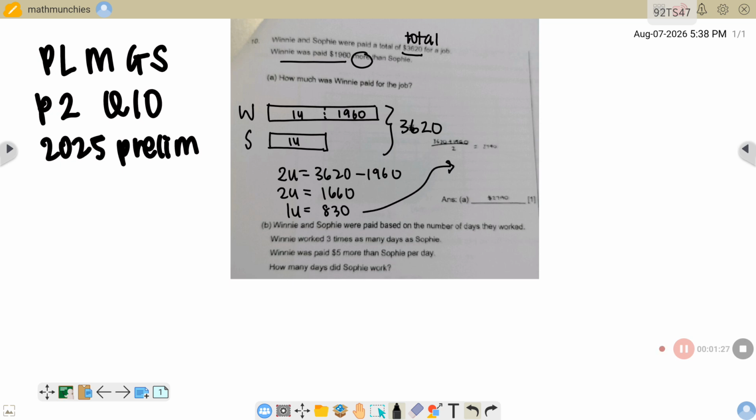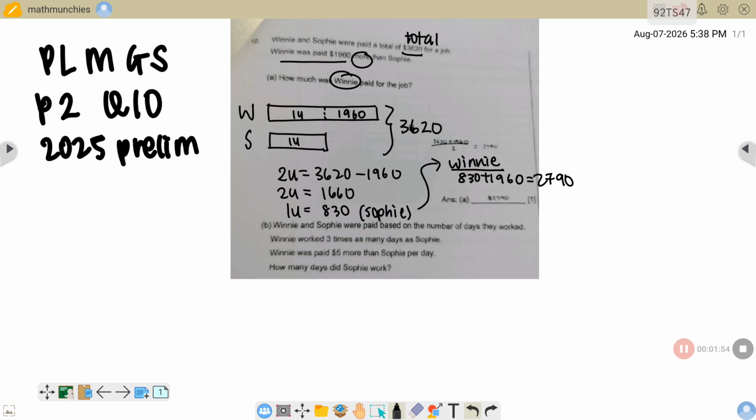Pretty simple. So this 1 unit is referring to who? If I were you, I would write down Sophie, so I remember. But the question asked for Winnie, right? So how do I find Winnie? You need to add 1960, and you get 2790.